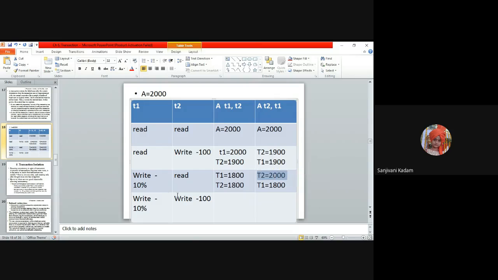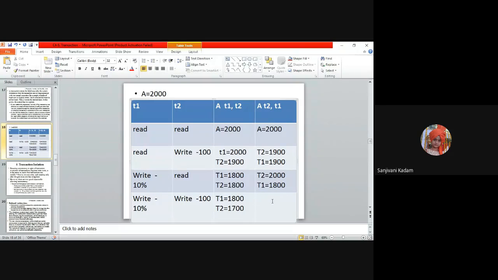And again, whenever it comes to the final write operation at this point, if T1 is executing minus 10%, this will make A equal to 1800. Okay, and T2 is again deducting the value by 100, so 1800 minus 100 will make it 1700.